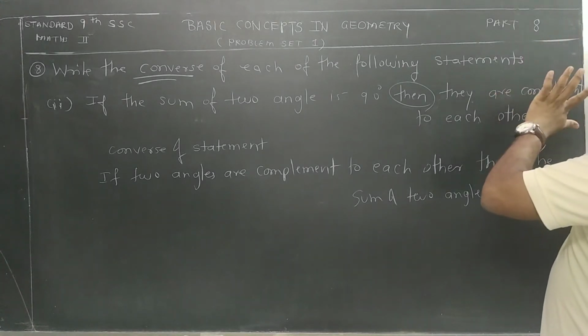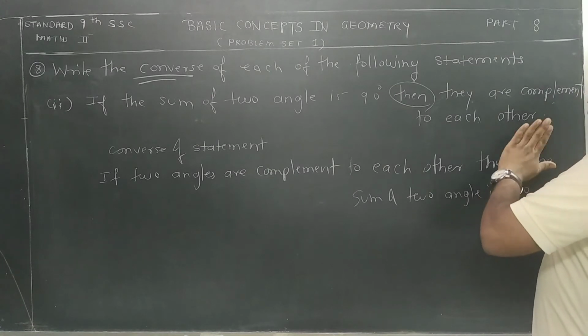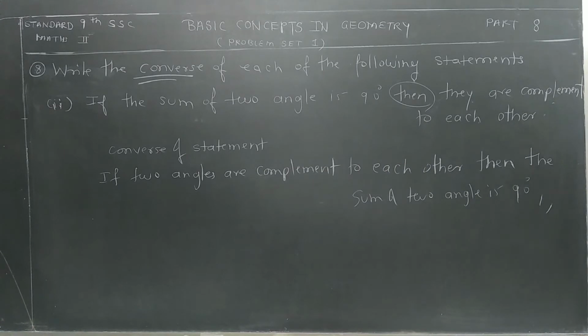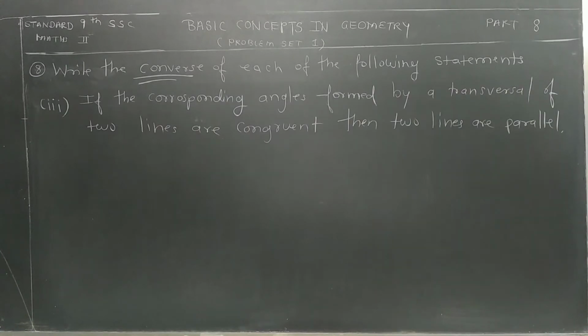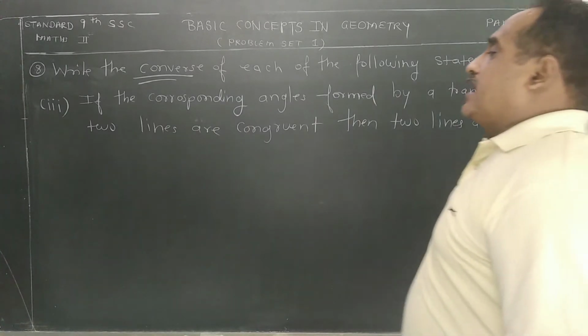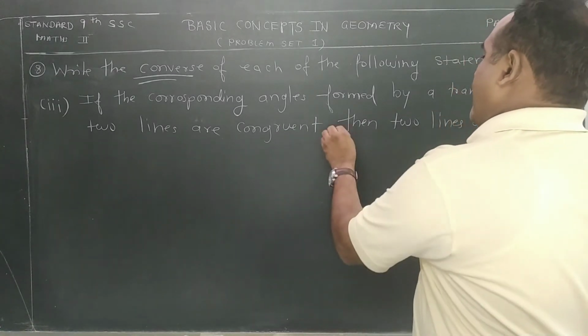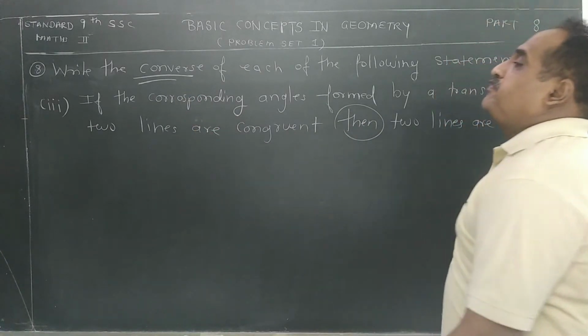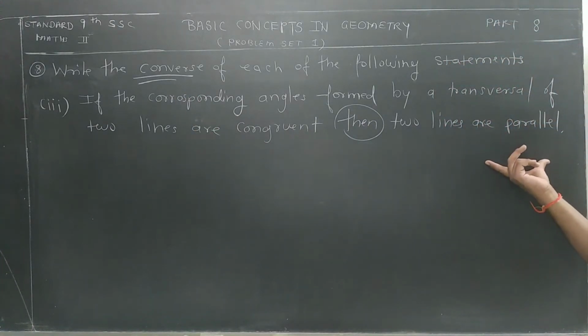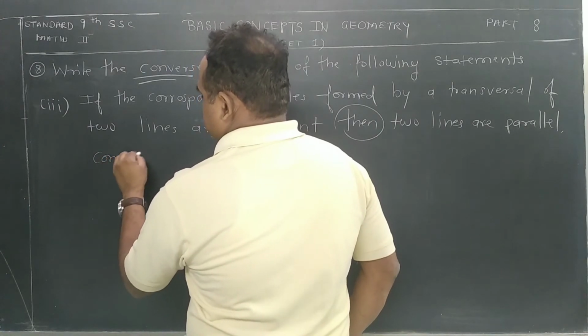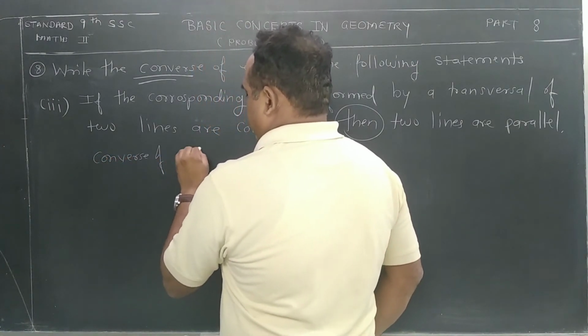I read the consequent as antecedent and the antecedent as what? Consequent. This is called what? The converse of the above statement. Now third question. If the corresponding angles formed by a transversal of two lines are congruent, then the two lines are parallel. So this part is the antecedent, this part is what? Consequent. We are going to write the converse of the statement.